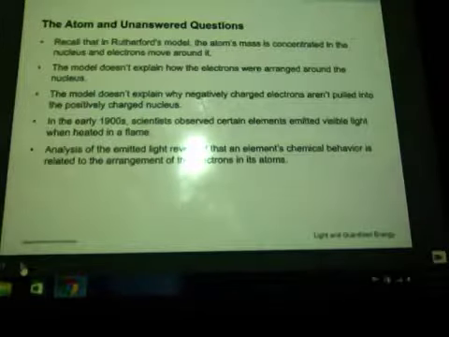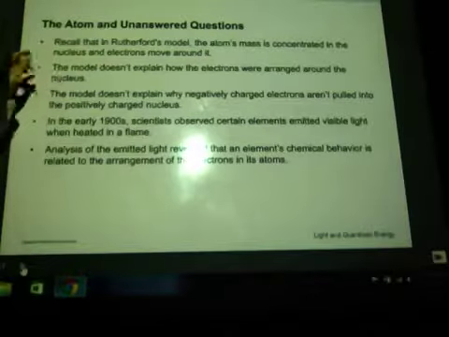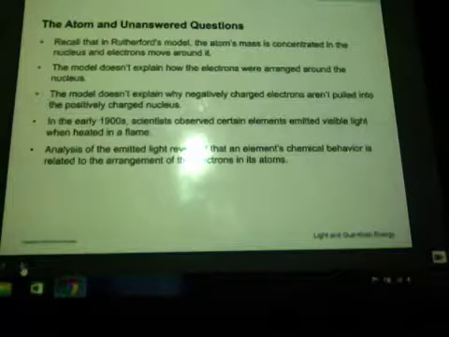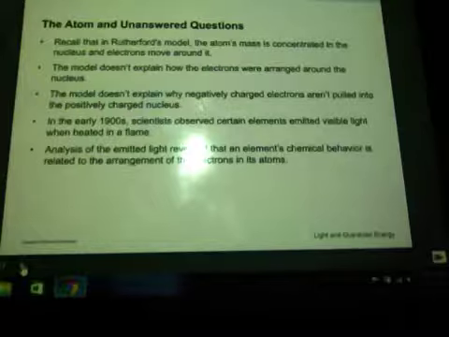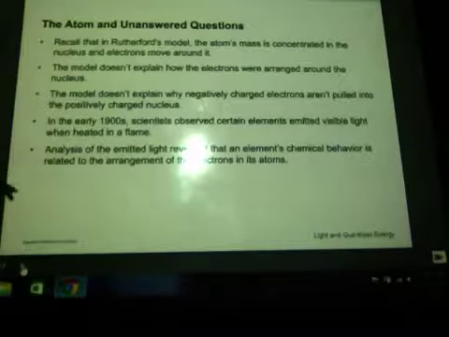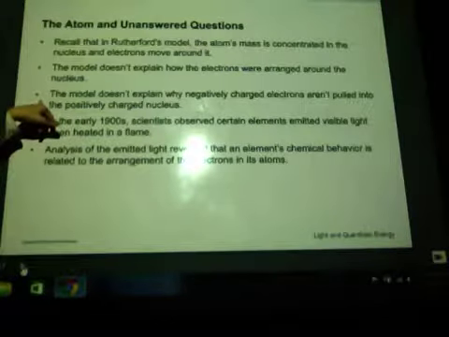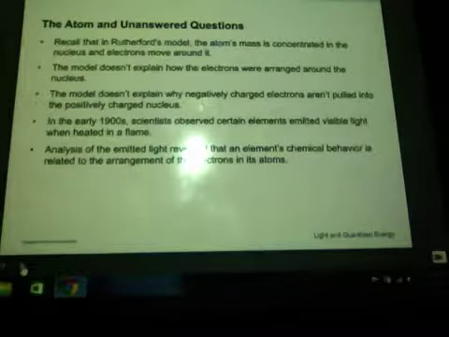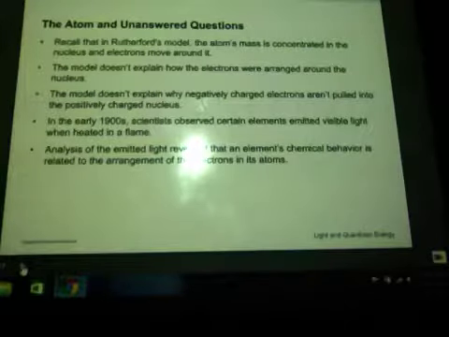In Rutherford's model, the atom's mass was concentrated in the nucleus, and electrons move about it. The model does not explain where those electrons really are. It doesn't exactly say how they're arranged around the nucleus. It also doesn't tell us why negatively charged particles, like an electron, aren't pulled directly into the nucleus. Opposites attract, so how come these negative particles aren't pulled right into the nucleus? Why does that not happen?